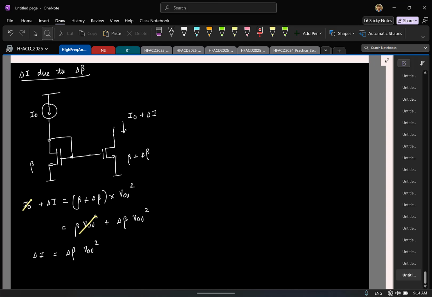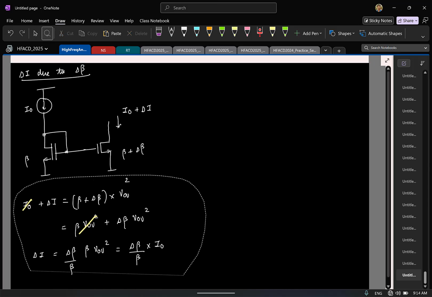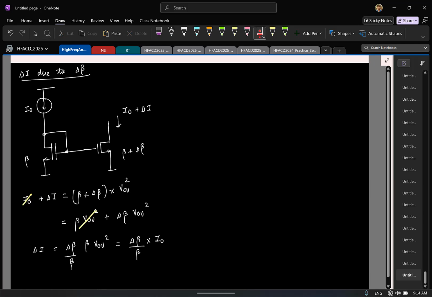And you can simplify this further. So I'll divide this by beta, multiply this by beta. So how do you simplify this further now? Delta beta by beta times I0. So which means to model this beta mismatch, the current factor mismatch, in practice we can do the following. As usual, we'll assume that there is no mismatch in the transistors, that is, this also has the same beta.